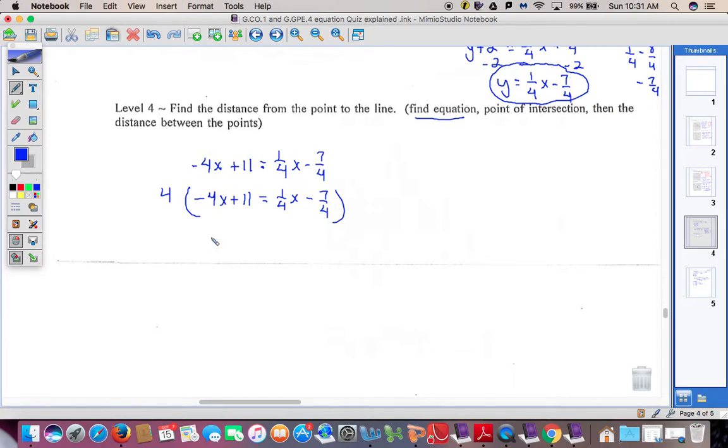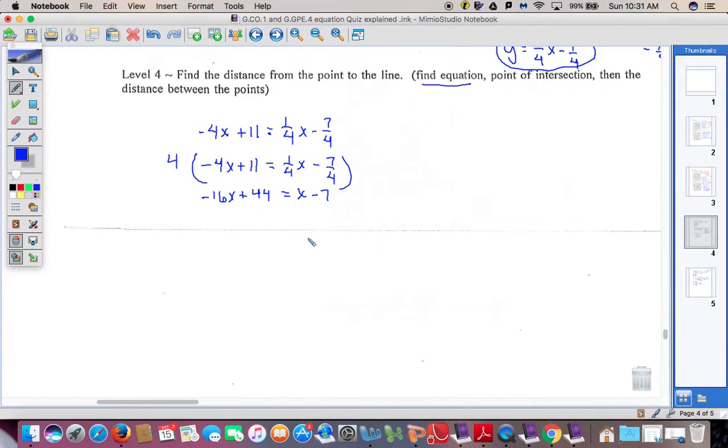So now 4 times negative 4x is negative 16x. 4 times 11 would be 44. So I have negative 16x plus 44 is equal to 4 times 1/4 x is simply x, and 4 times negative 7/4 is going to be a negative 7. So I have negative 16x plus 44 equals x minus 7.